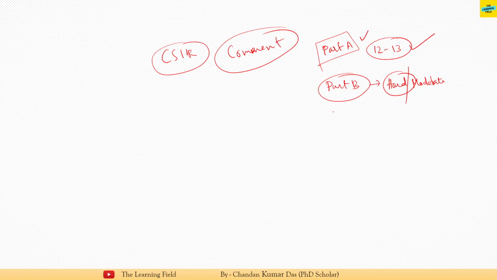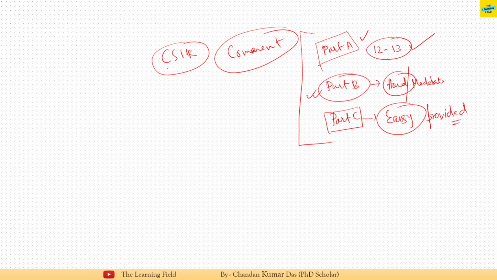But I know the knowledge level of the questions, na? So on the basis of these questions, for me part B is a little bit moderate or high, you can say, and part C is an easy portion if you choose the correct questions. So this is my point of view of this CSIR June 2025 exam.